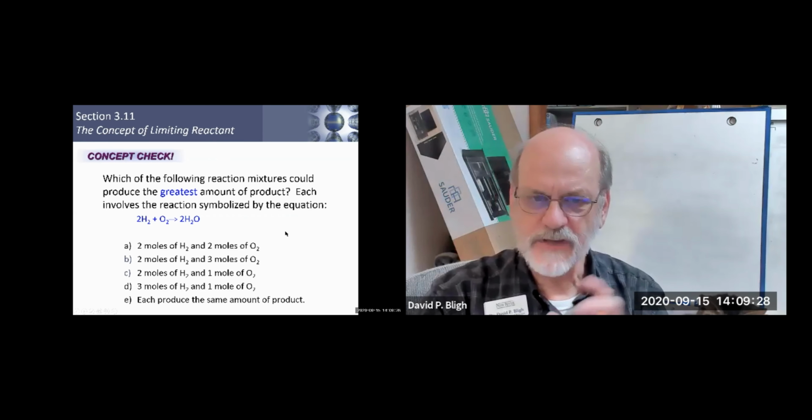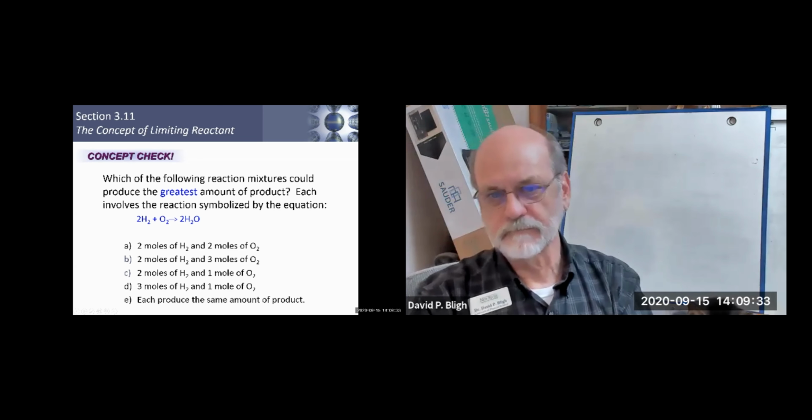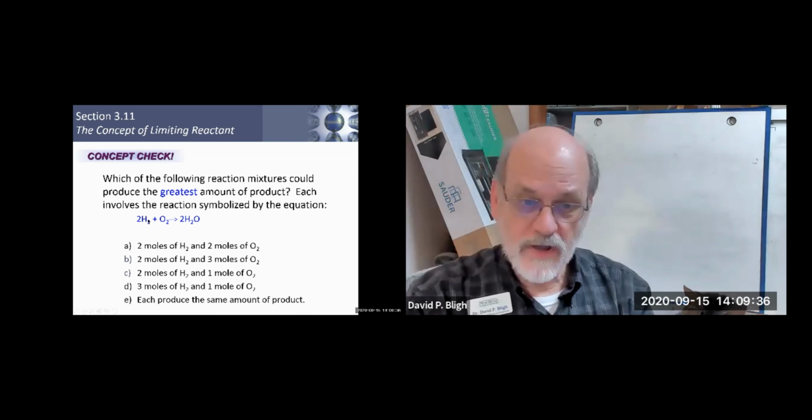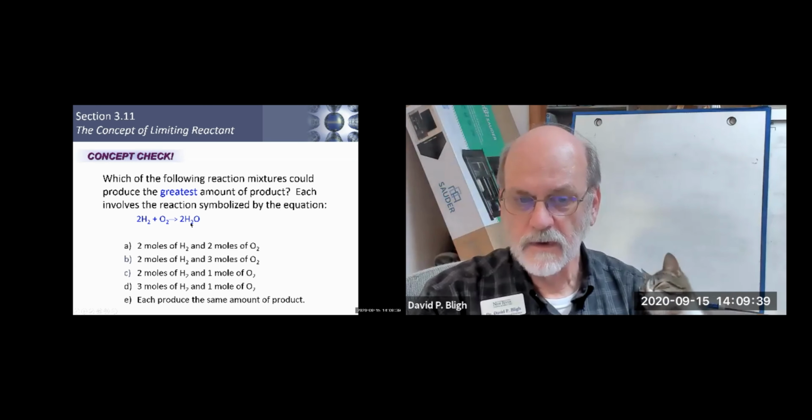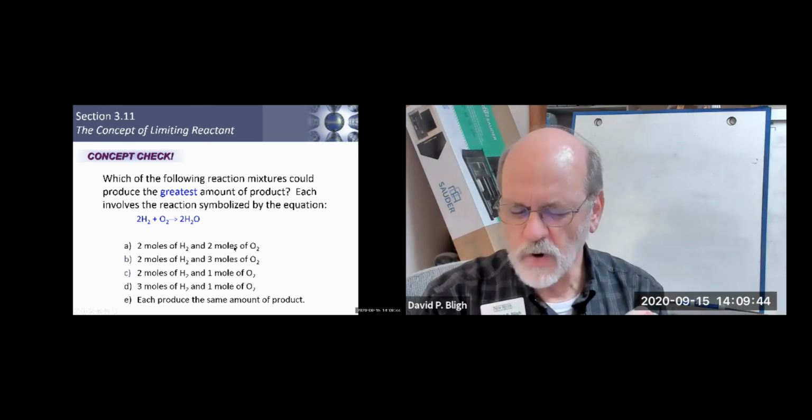And this is an exercise in which of the following reactant mixtures could produce the greatest amount of product. So for this reaction where you have hydrogen burned with oxygen to make water, look at it this way. If you have 2 moles of hydrogen and 2 moles of oxygen, which one runs out first? 2 moles is what you would need for hydrogen here. But you only need 1 mole of oxygen, right? So you've got 2 moles of oxygen, you only need 1, that means oxygen is in excess, and automatically the other one is limiting. So hydrogen is limiting.